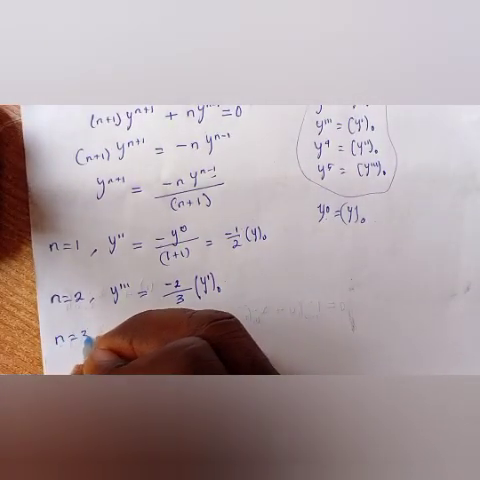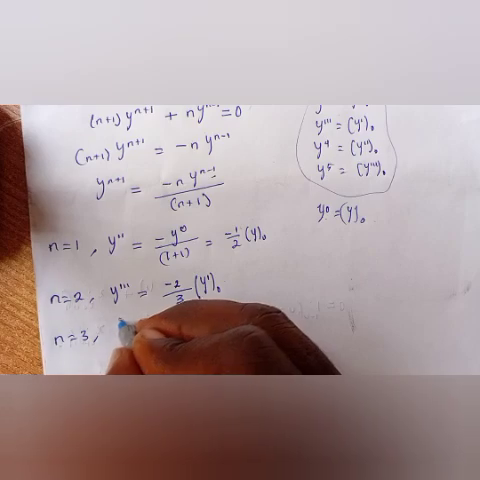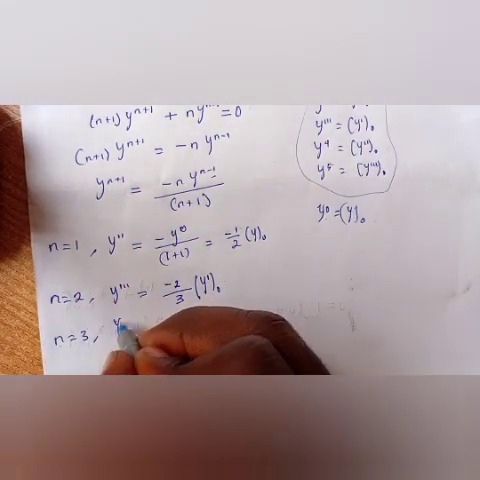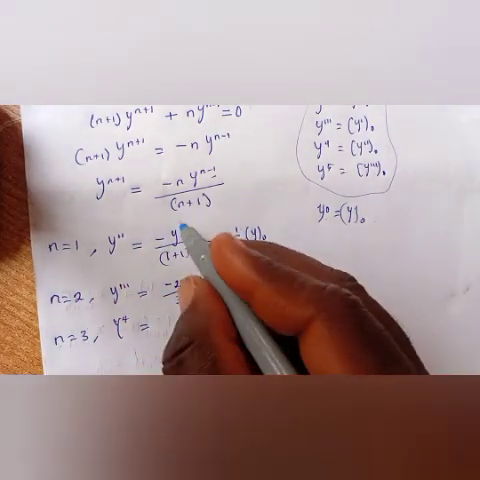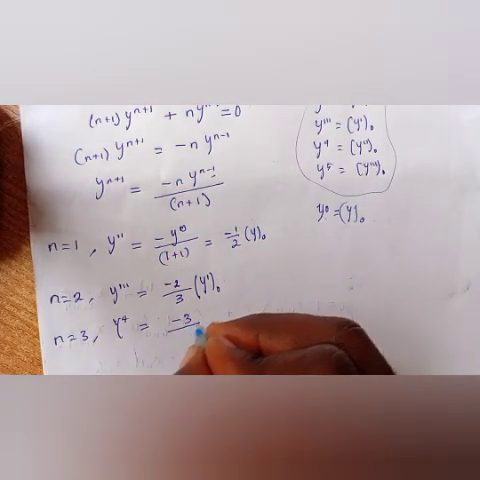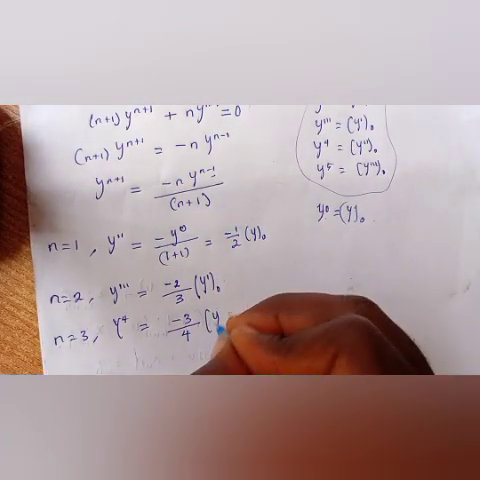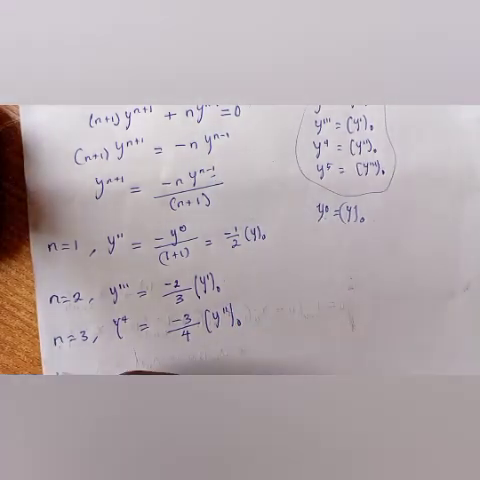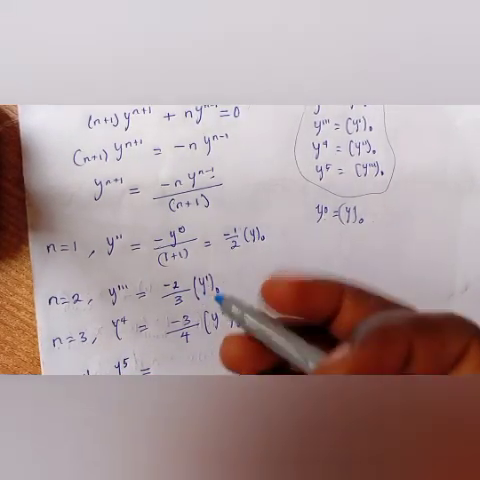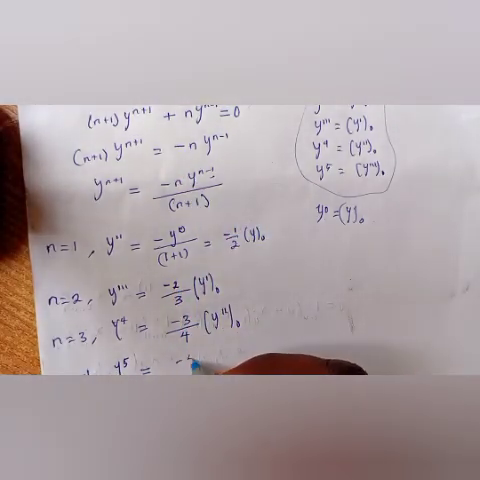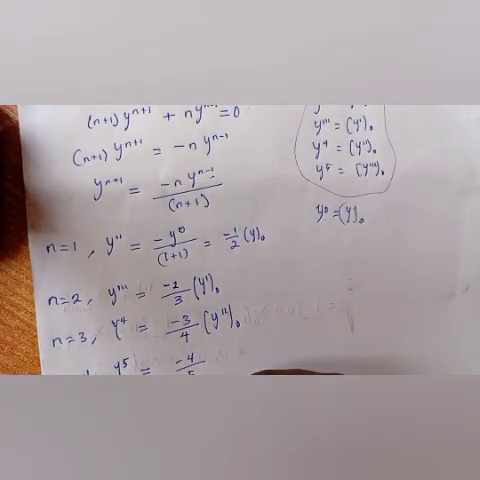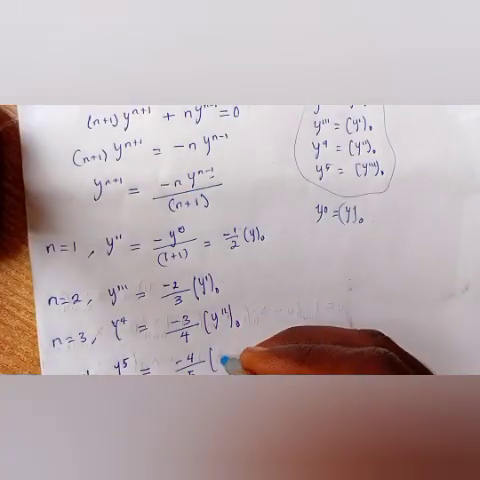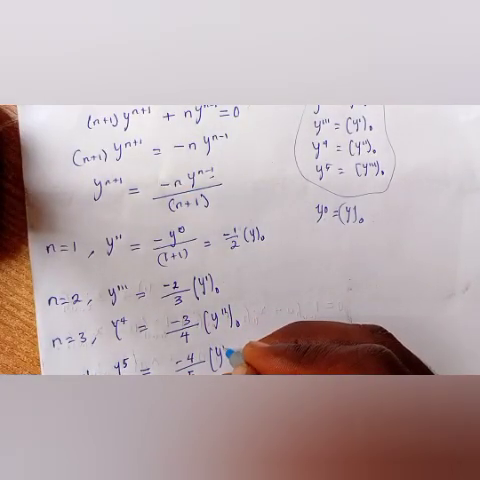Now when n equals 3, we have 3 plus 1, that's y4, equals, if I put 3 here, minus 3 over 4 y prime prime 0, because 3 minus 1 gives us 2. And if n equals 4 now, we have y5 equals, if I put 4 here, minus 4 over 5, minus 4 over 5. So you're going to have y1, 2, 3 here.